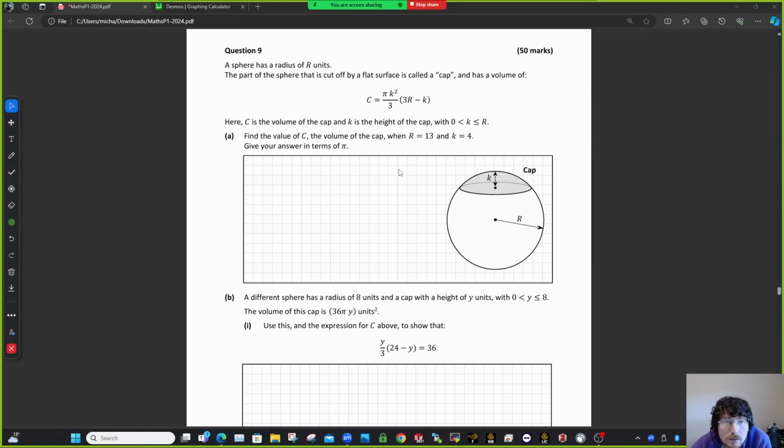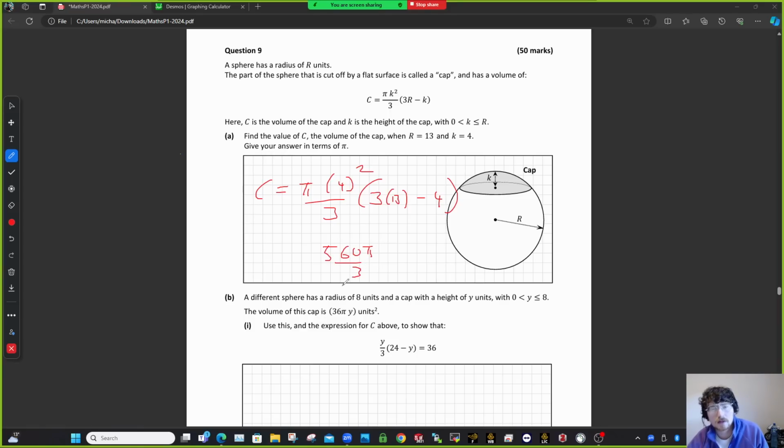So question 9 starts off pretty handy. You're subbing some values in to get a volume. C equals pi times 4 squared over 3 bracket 3 multiplied by 13 minus 4, which gives 560 pi over 3. Was there any units given for this? I don't see any, so you just leave your answer like that.